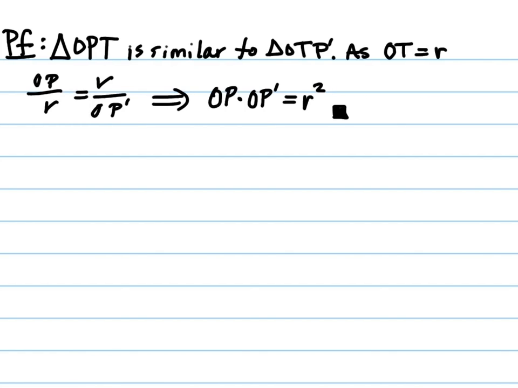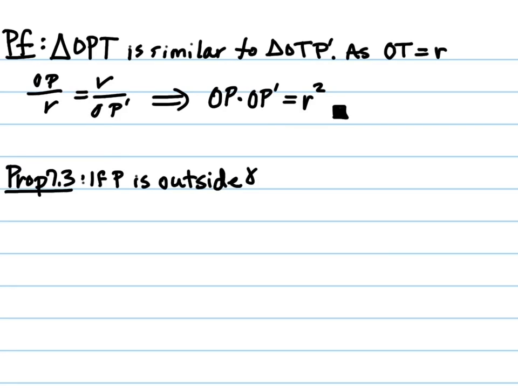Trying to decide if I have space for the proposition and the proof in the same slide. I don't think I do, so I'll just continue with the proposition here. All right, so the next proposition, proposition 7.3, says the following. If P is outside gamma, let Q be the midpoint of the segment OP.